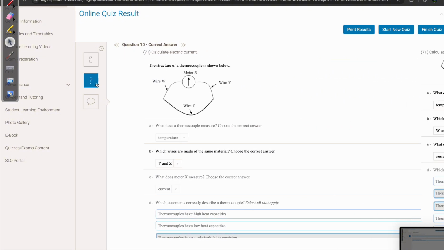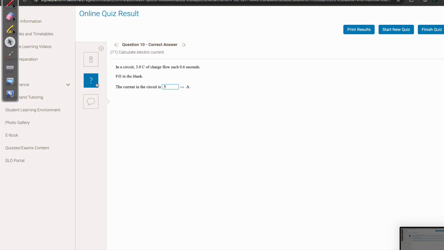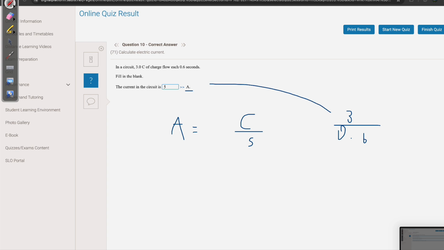Number 10. In a circuit, 3 coulombs of charge flow each 0.6 seconds. An ampere, which is current, is equal to coulombs per second. So simply 3 over 0.6 is equal to 5 amperes, which is the unit of current.